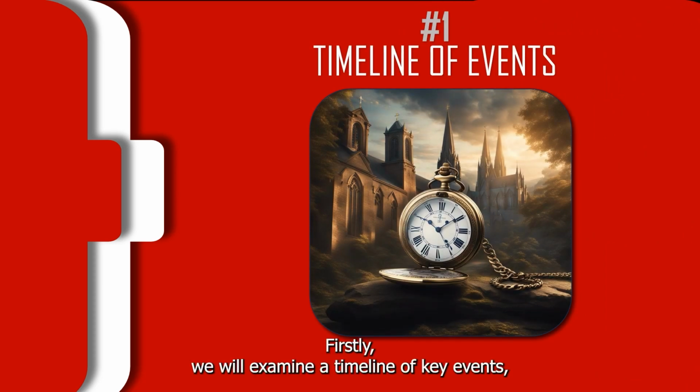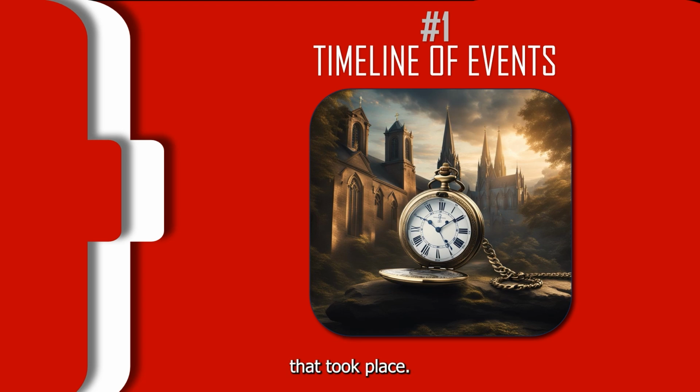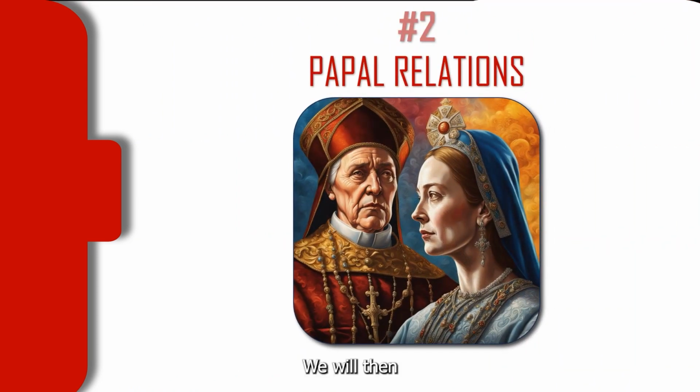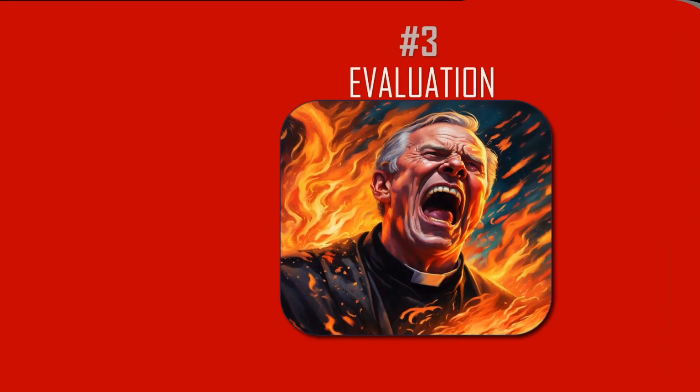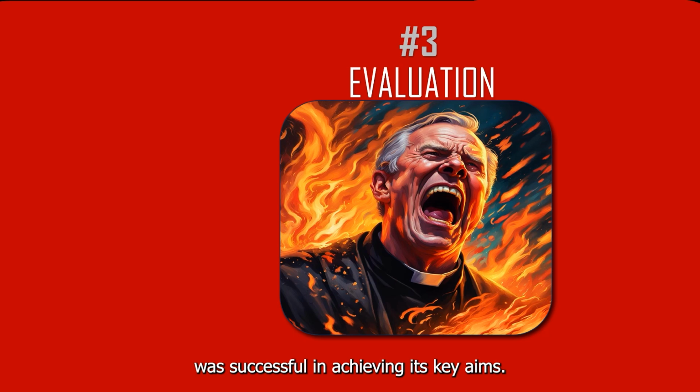Firstly, we will examine a timeline of key events, so as to gain a chronological understanding of the religious changes that took place. We will then examine England's relationship with the papacy and how this changed throughout Mary's reign. We will then evaluate the extent to which the Marian reaction was successful in achieving its key aims.